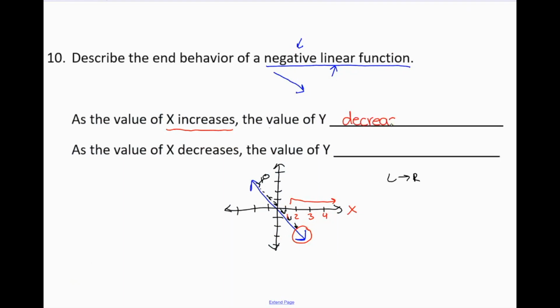Now I look at the other side. So it says as my x's decrease, as these go down, negative 1, negative 2, negative 3, I'm looking at what my end is doing. What's the end of my tail doing? So as these x's decrease, it looks like my tail's going up. So my y values are going to be increasing.